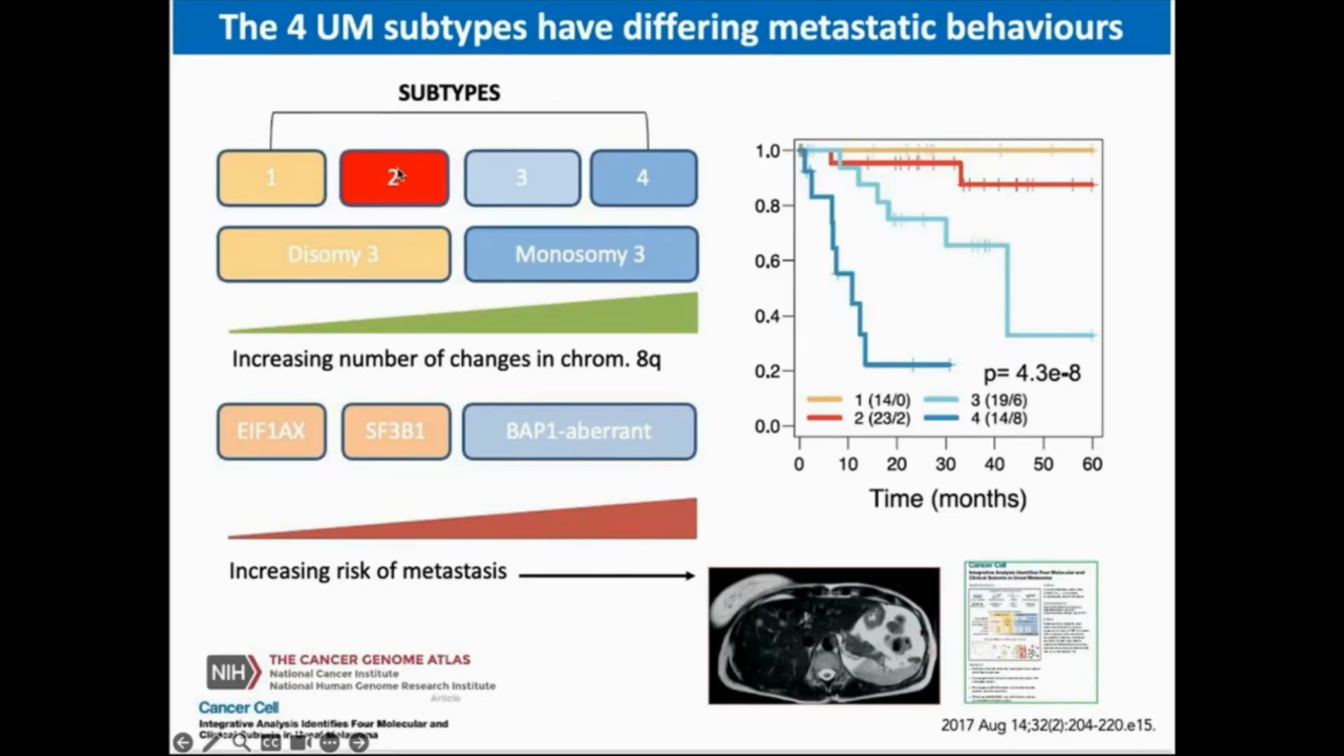So groups 1 and 2 are characterized by disomy 3 and either EIF1AX or SF3B1 mutations. Groups 3 and 4 have the monosomy 3 and more often than not also have the BAP1 inactivating mutation. And you can see the Kaplan-Meier curves. So those patients with group 1 really have excellent prognoses, whereas those patients with subgroup 4 uveal melanoma unfortunately have a very high risk of developing metastases within a short time frame of the diagnosis of their primary tumor.